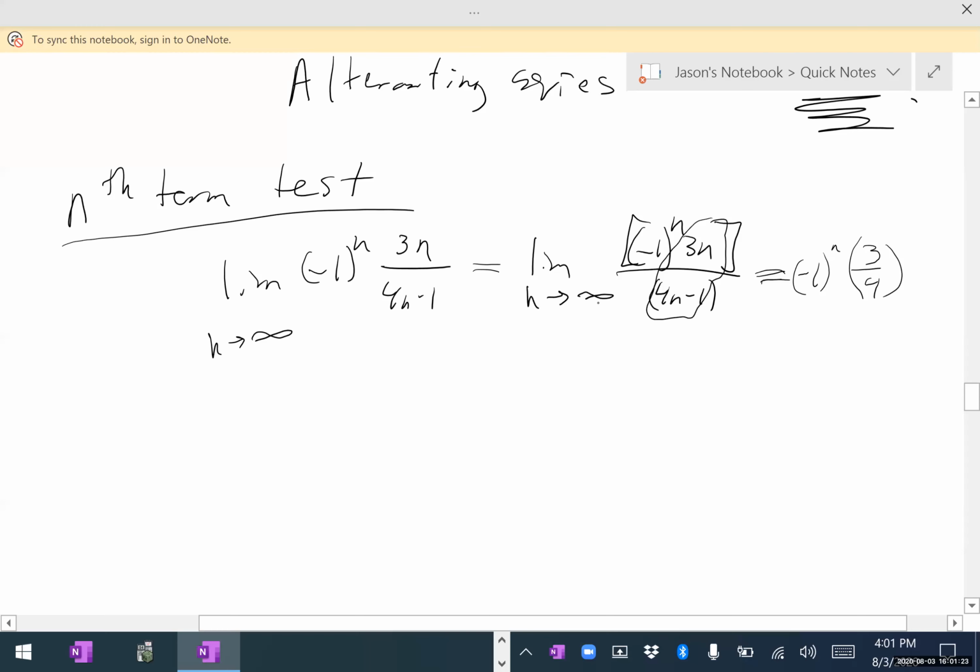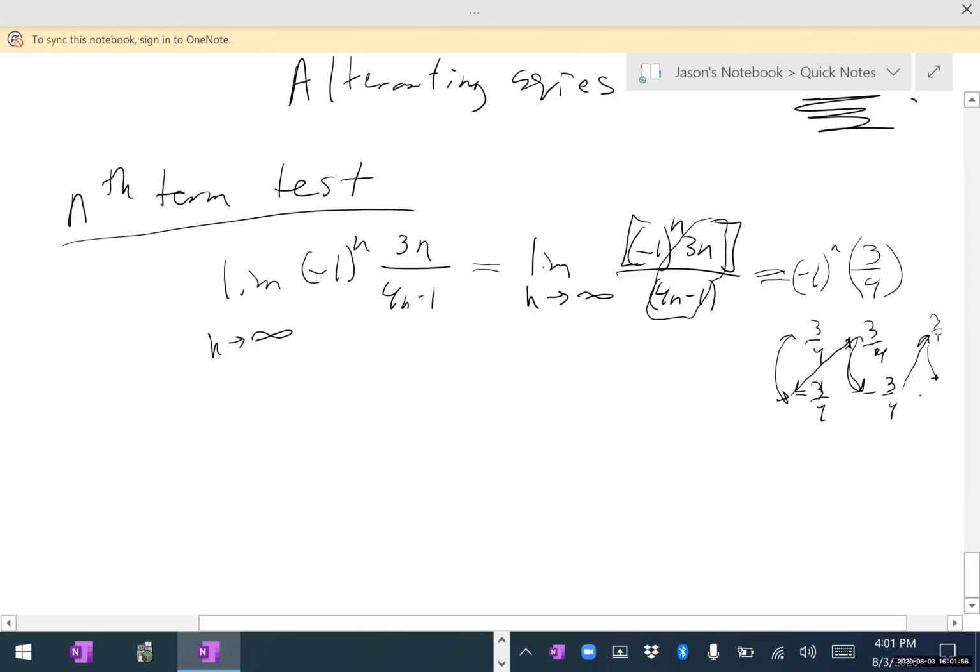The series is going to get closer and closer. It's going to go to 3/4, and then to -3/4, and then it's going to get really close to 3/4, and then really close to -3/4. It's going to bounce back and forth. Does that make sense? It goes here, and then here, and then back to -3/4, and then it's going to bounce to 3/4.